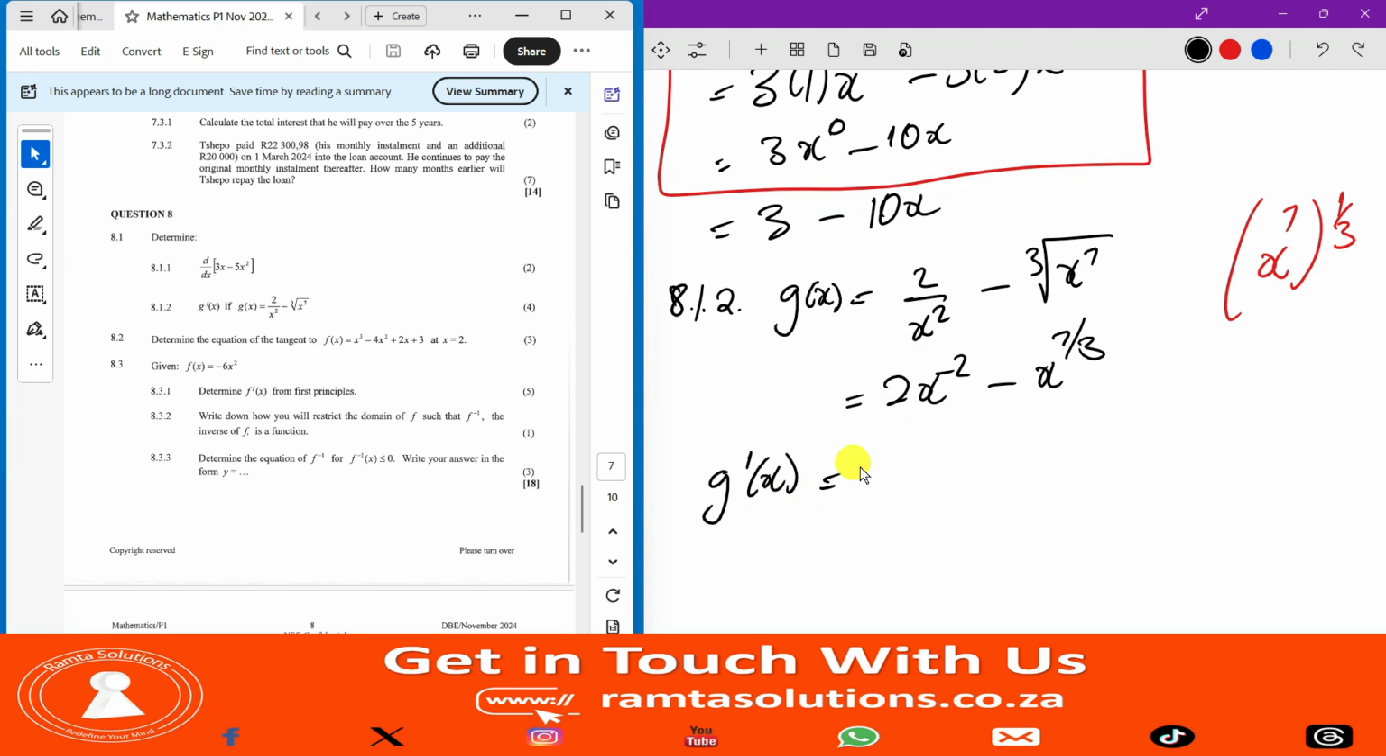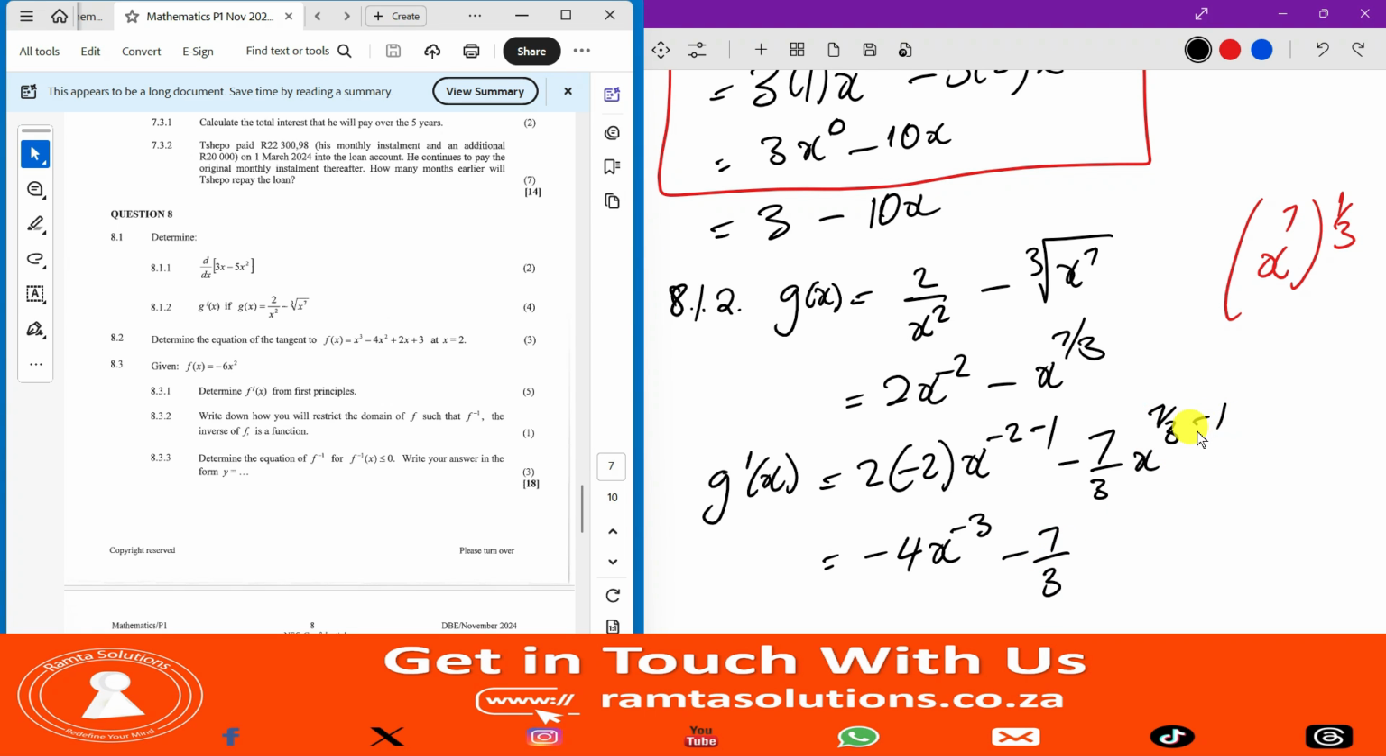This then becomes 2. You drop the power, which is minus 2. All right. x to the minus 2 minus 1, minus, you drop the power, it's positive 7 over 3, and then you minus 1 in the power. So this is minus 4x to the minus 3 minus 7 over 3, x to the power 7 over 3 minus 1, which is 4 over 3, isn't it?